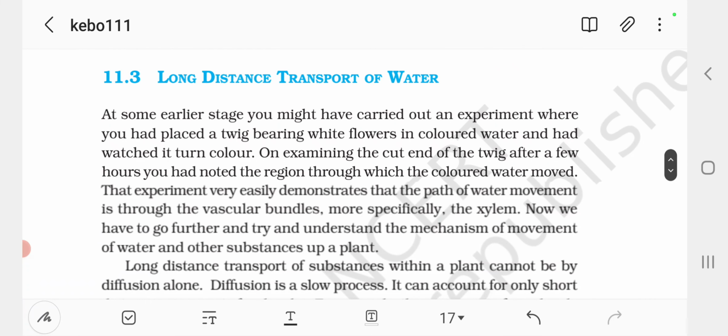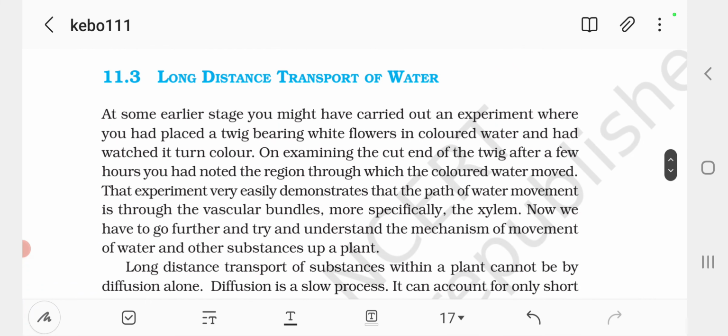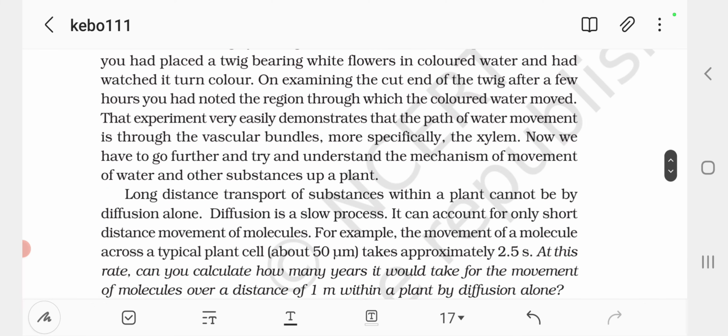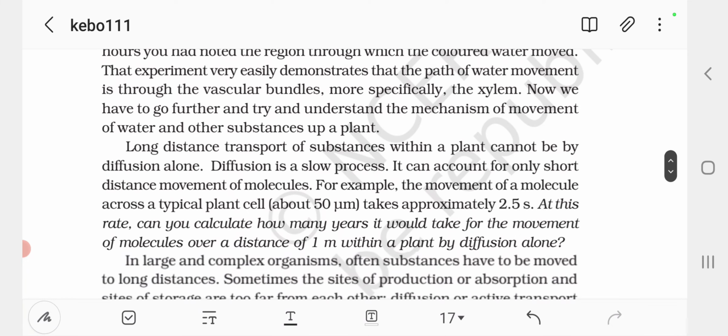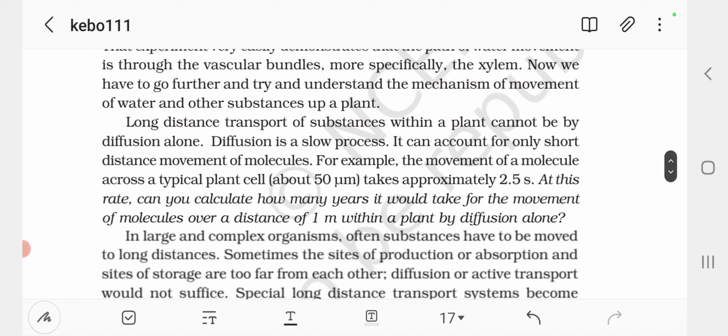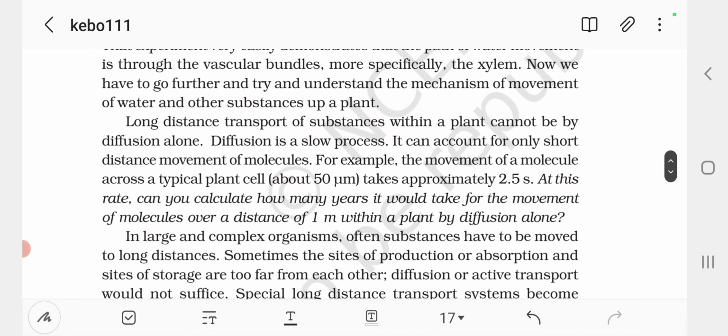11.3 Long distance transport of water. At some earlier stage, you might have carried out an experiment where you placed a twig bearing white flowers in colored water and watched it turn color. On examining the cut end of the twig after a few hours, you noticed the region through which the colored water moved. The experiment very easily demonstrates that the path of the water movement is through the vascular bundles, more specifically the xylem.